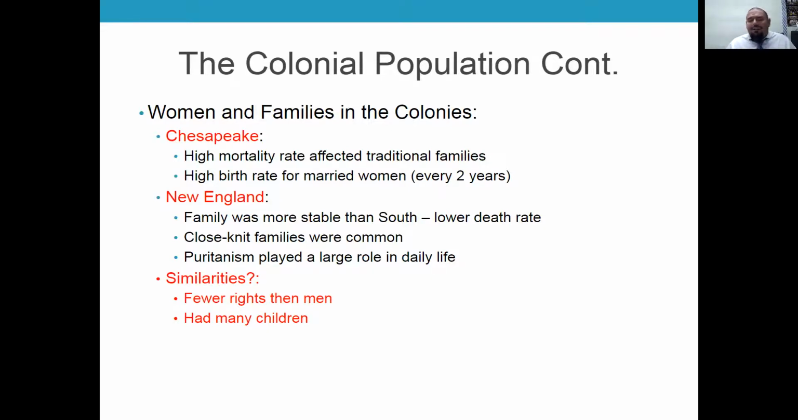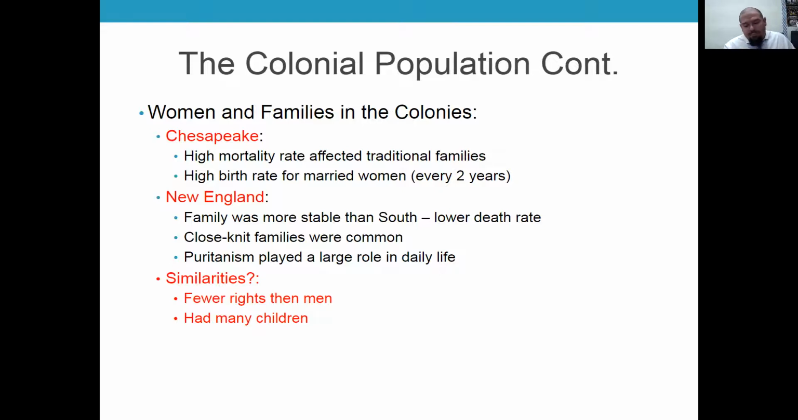In New England, however, family life was more stable than the South. There was a lower death rate. There were close-knit families that you would often see, live to see your grandparents. Can you imagine not seeing your grandparents? My God. And obviously, New England is all about the Puritans. Puritanism is running rampant. So, what are Puritans? Trying to purify the Church of England, any church. And the similarities between Chesapeake and New England: women had fewer rights than men. Just know that. The similarities, and of course, many children.